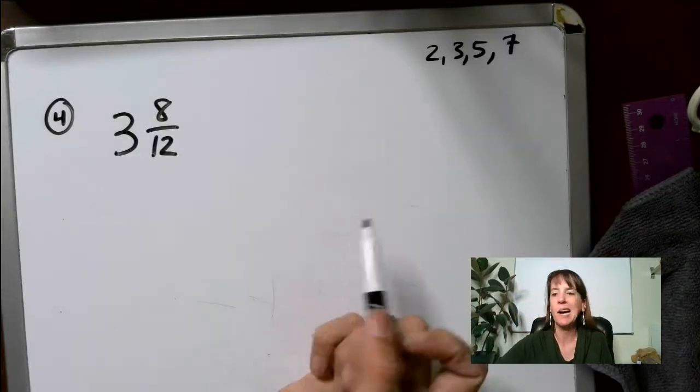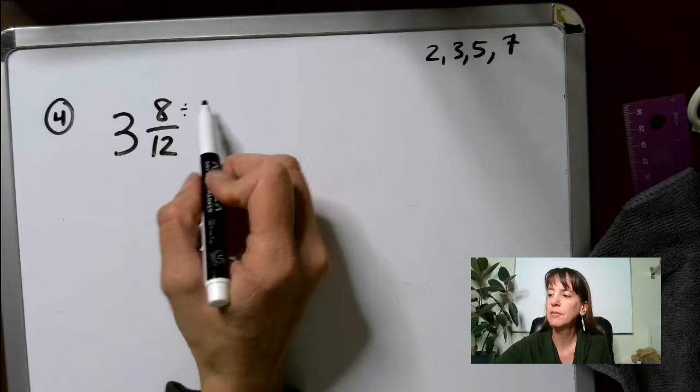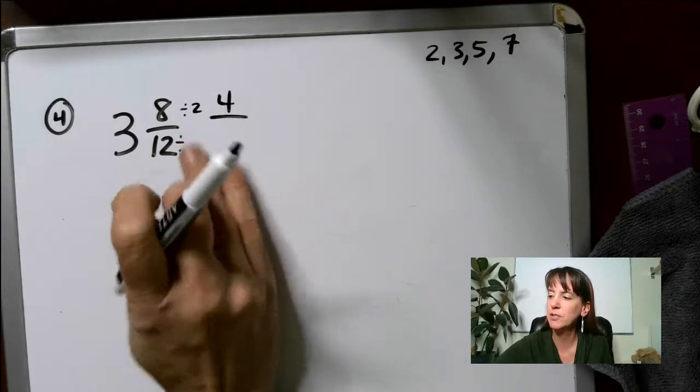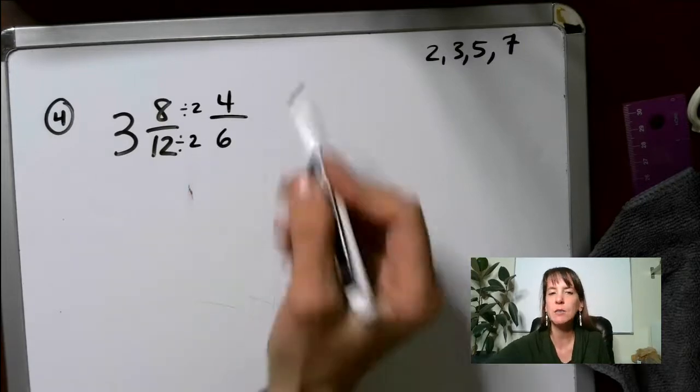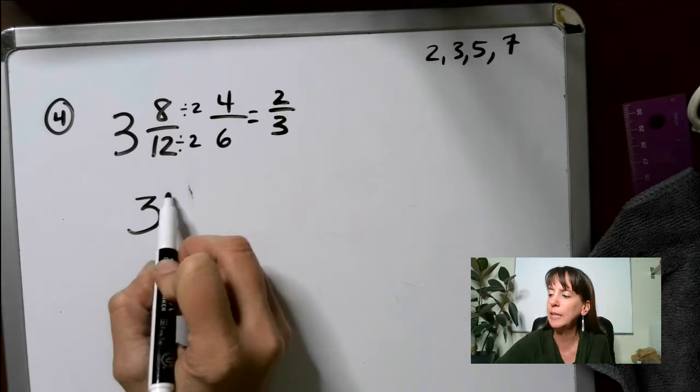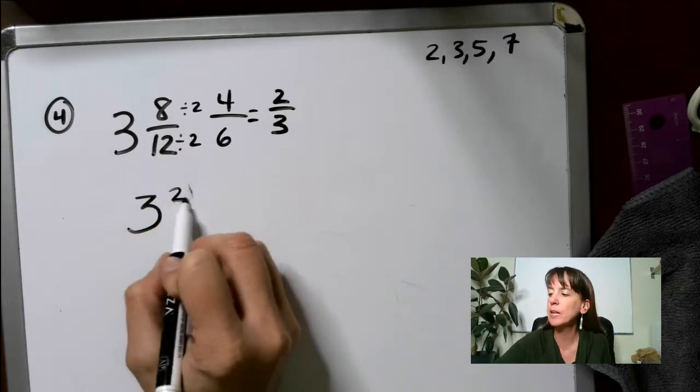Both those are even, I'm gonna cut them in half. Cut this in half, I get 4. Cut this in half, I get, oh, I just gave it away, 6. I get 6, well, I can cut those in half again. I get 2 over 3. So the reduced form of 3 and 8/12 is 3 and 2/3.